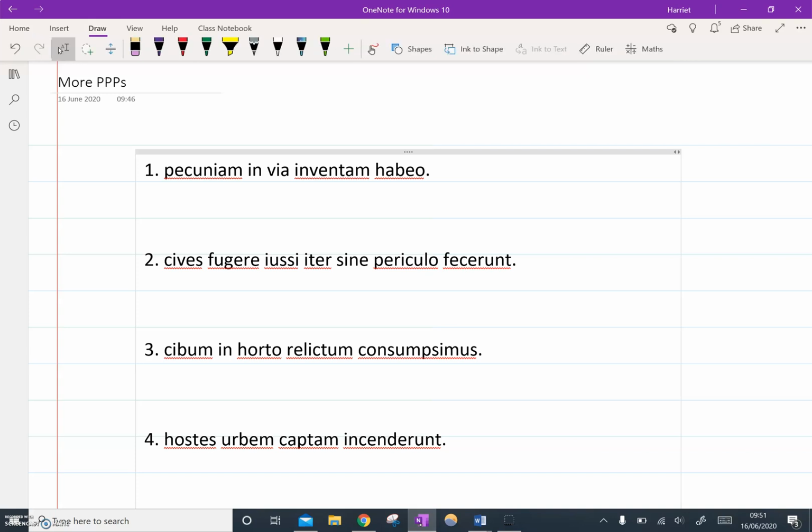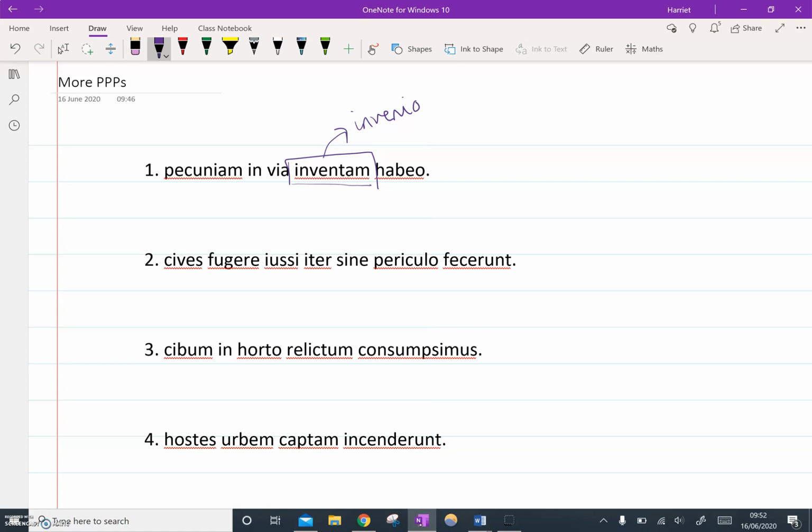So the first one then, pecuniam in via inventam habeo. So firstly, inventam is your PPP, okay? You know that because the start of it is from the verb invenio, I find, and then the ending, am, is a feminine accusative singular ending. This word is also in the list of common perfect passive participles that you should have written down. If you haven't, then let me know and I'll send you that sheet again. If you learn those, it makes these sentences a lot easier.